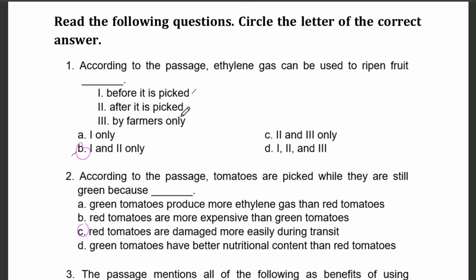Let's look at why the other answers aren't right. A. Mentions only before, ignoring after. C. Excludes before it is picked and mistakenly includes 3. D. Incorrectly claims all 3 statements are true. Statement 3 is not supported.